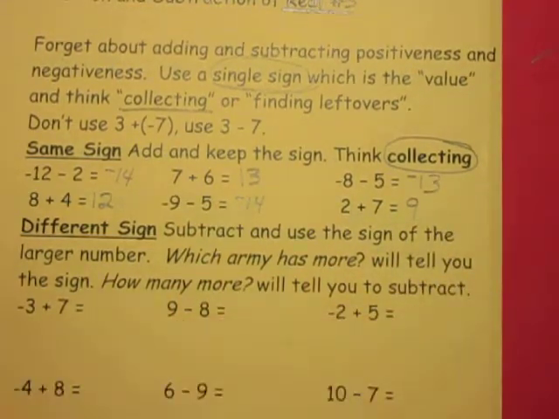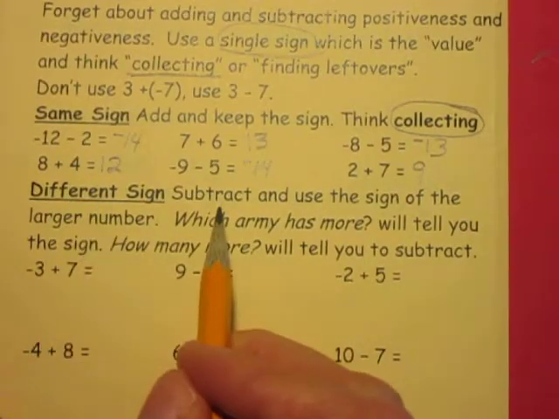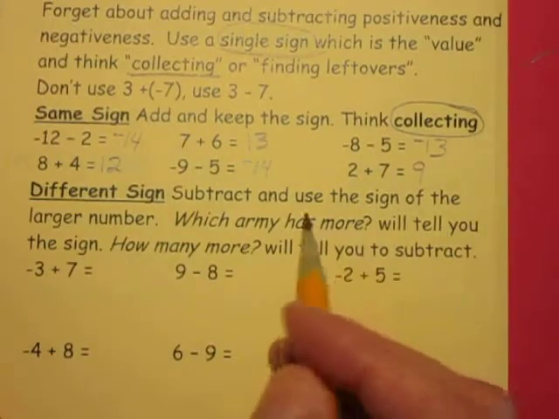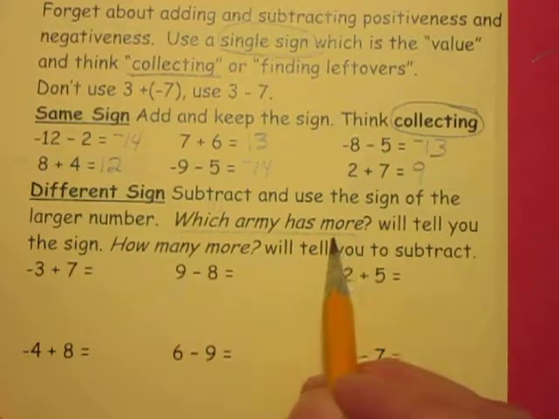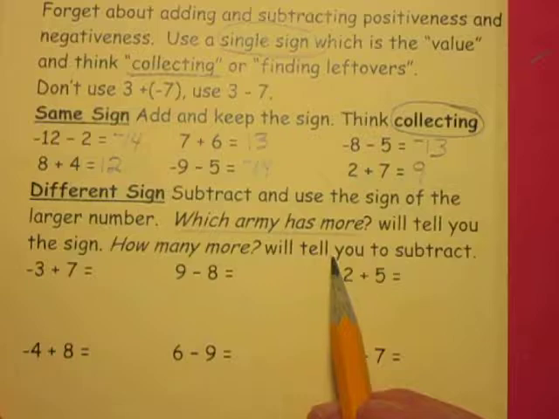Now that one's pretty straightforward, and I think everybody's super cool with that. For different signs, again, the rule is subtract and use the sign of the larger number. I want you to think about man-to-man combat, and you're going to be looking at this as which army has more. That concept will tell you what it is that you need to know.